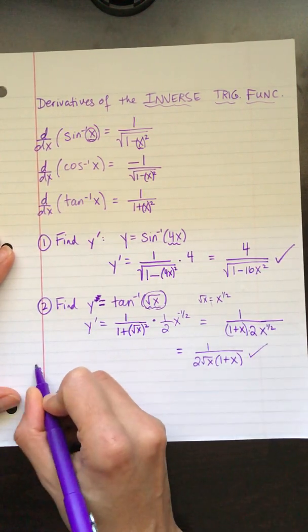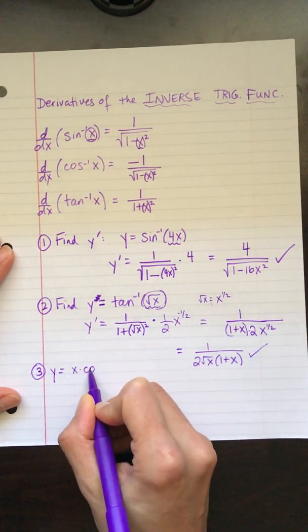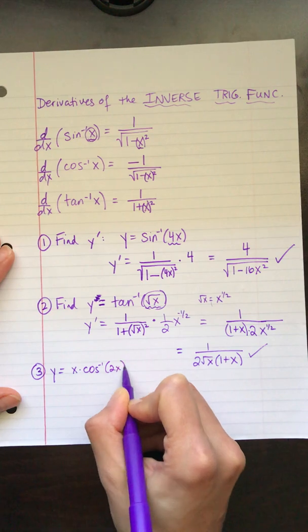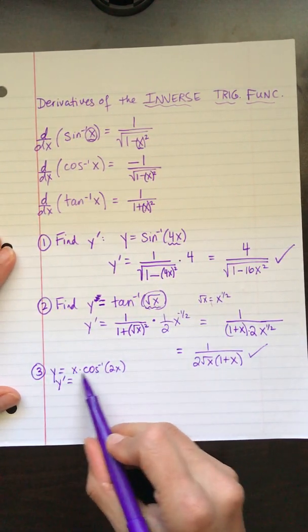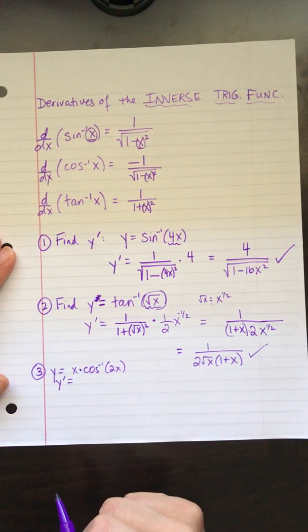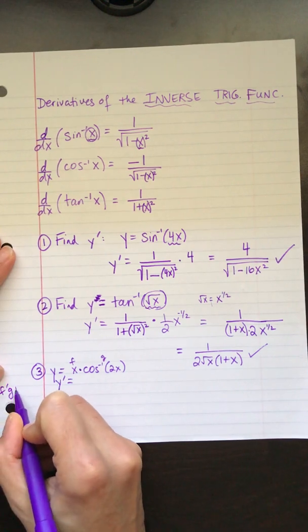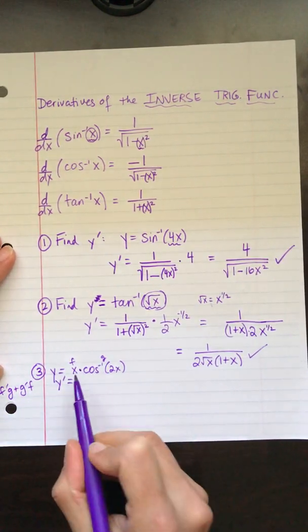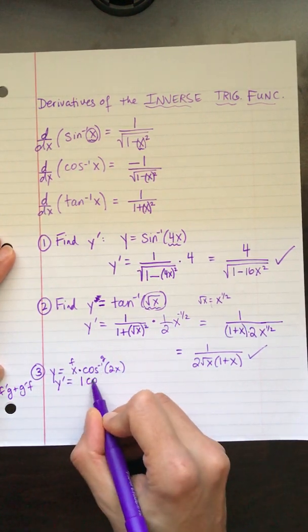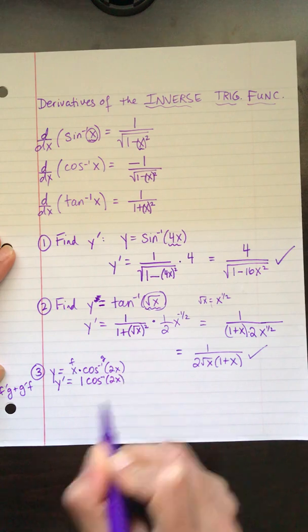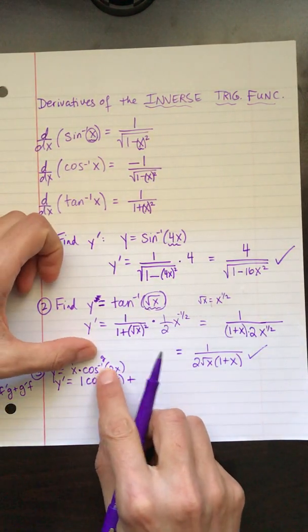Okay, and then the final problem is if I have y equals x times inverse cosine of 2x, and you need y prime, guess what rule you have to use? Product rule. There's a product. So product rule says if this is f and this is g, product rule says f prime g plus g prime f. Here we go. Derivative of f, derivative of x is 1, times g, so you just write inverse cosine of 2x, plus, what's the derivative of inverse cosine of 2x?